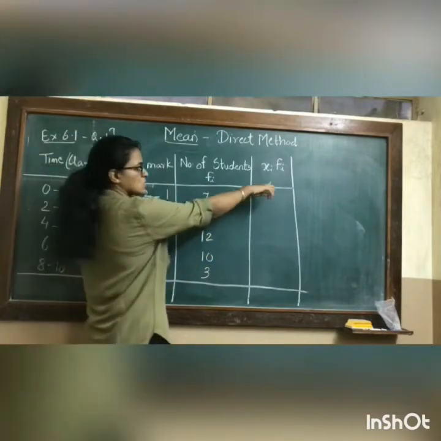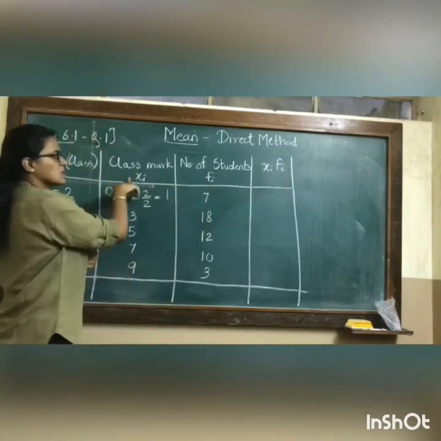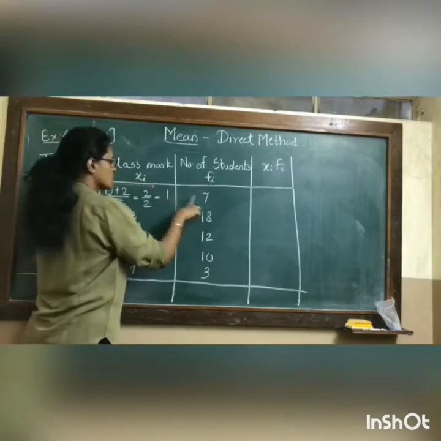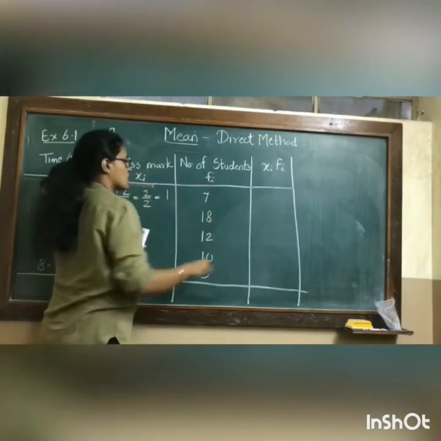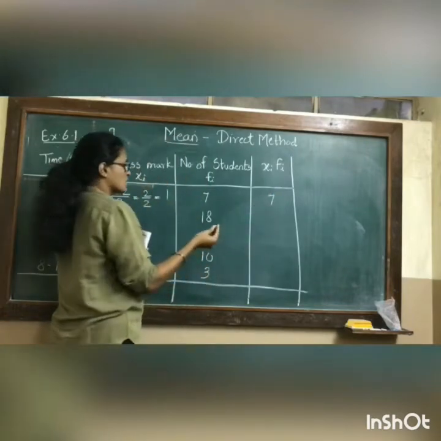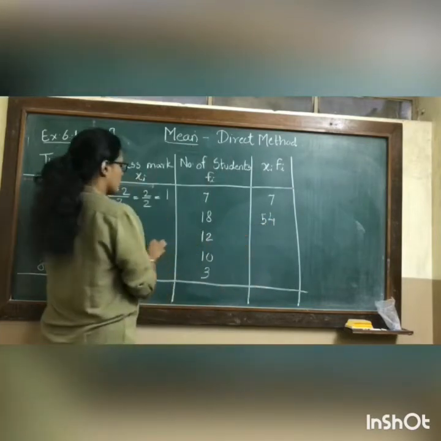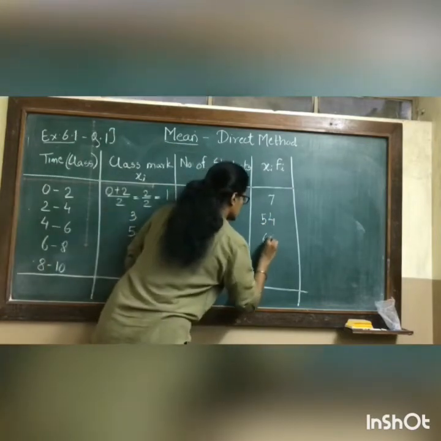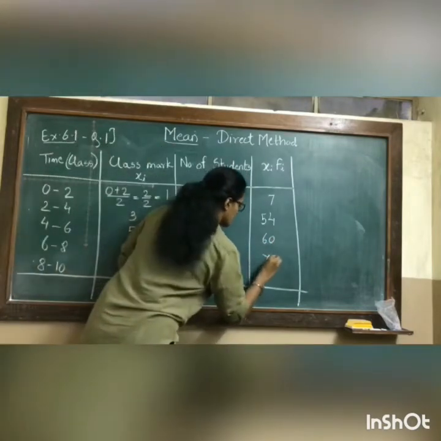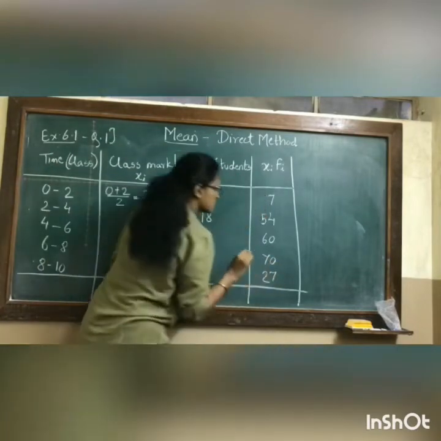And now the last column says Xi into Fi. Xi is the class mark, Fi is the frequency. All you have to do is multiply these two figures and write it here. 1 into 7 is 7. 3 into 18 is 54. 5 into 12 is 60. 7 into 10 is 70. And 9 into 3 is 27.